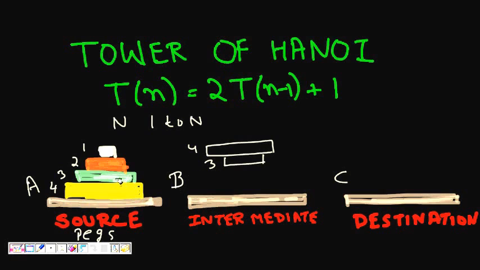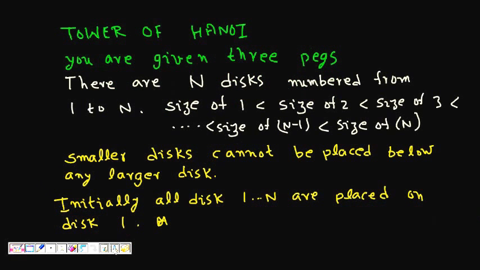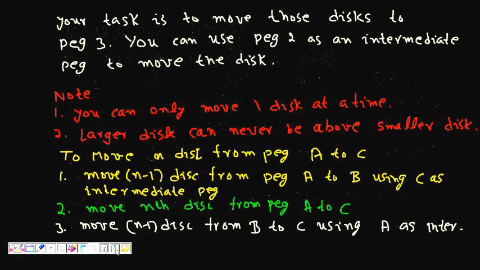Now the problem is that you have to move these disks from source or peg A to peg C such that in all the intermediate steps also you always have the larger disks below the smaller disks, and you move only one disk at a time, okay. So let's try to see the problem with one example.